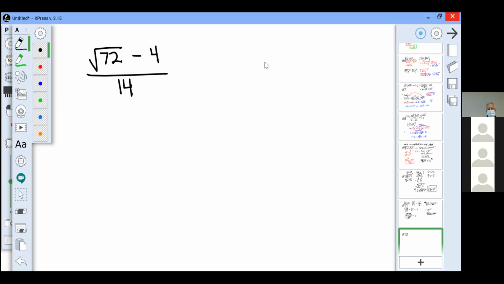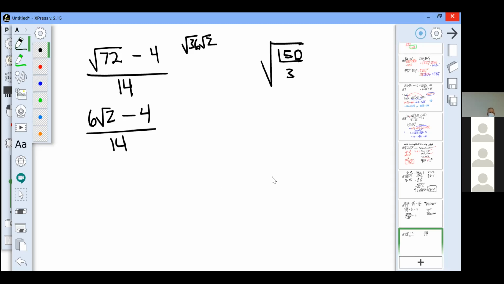Okay, so let's say we had something that looks like this. I've got to think for a minute. Maybe let's do something like this. So for this problem on the left, I need to simplify radical 72. So we're going to take out the square root of 36, and that gives me that. So just simplifying square root of 72. Can you reduce this at all?